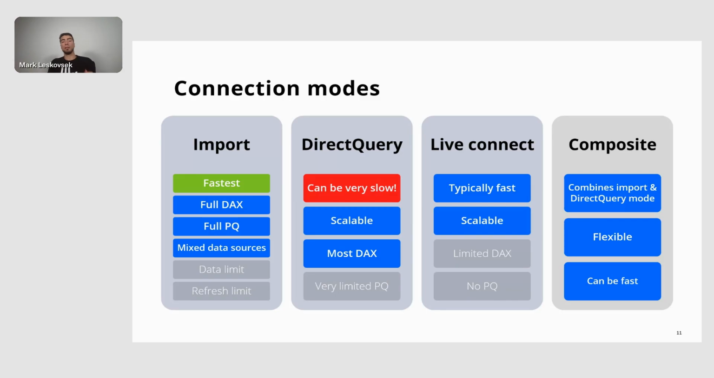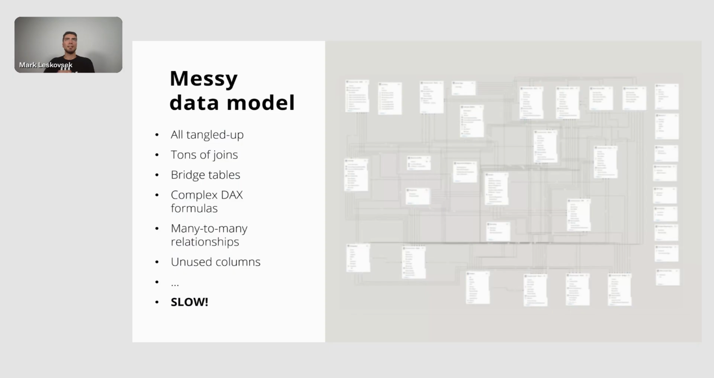Now let's move to the number one reason why your Power BI report is slow. And this is a messy data model, right? The data model is probably the most important thing to make sure that you handle correctly. And this is an example of such a model. It's all tangled up. We have multiple fact tables, cross joins, tons of joins, bridge tables, then connecting different dimensions to facts and to other facts.